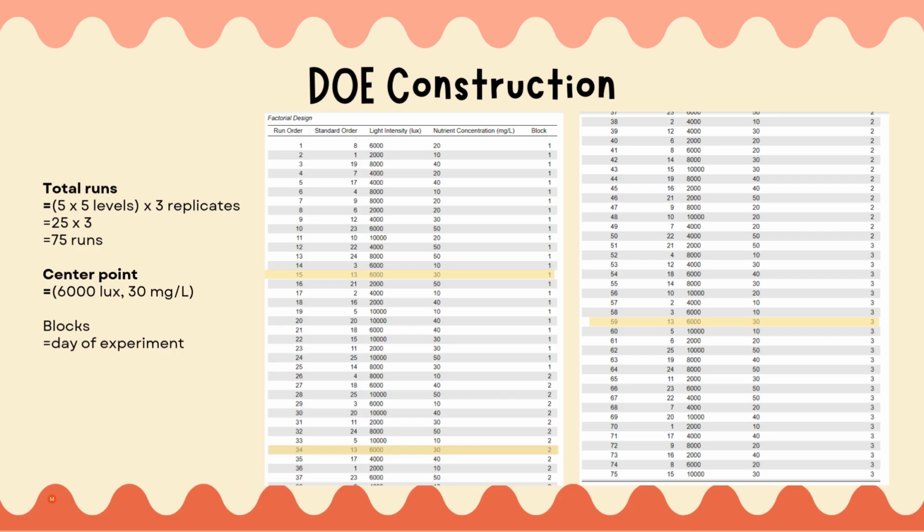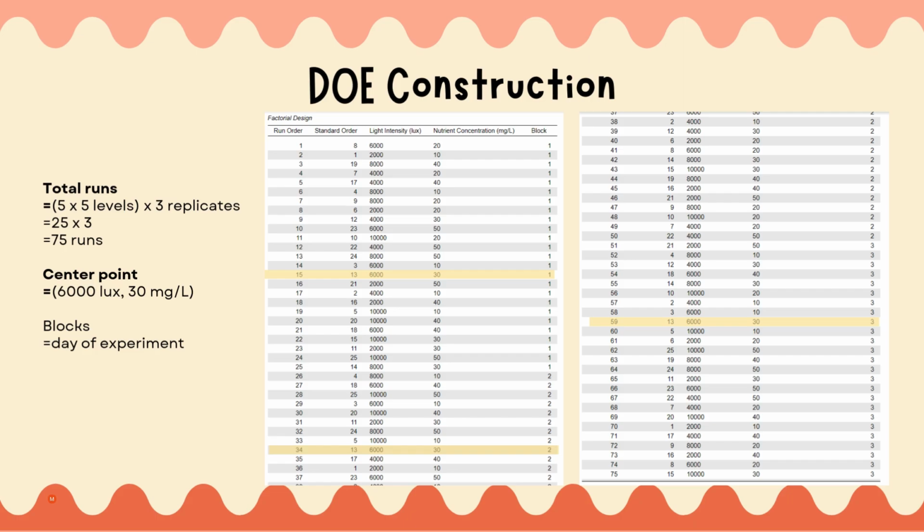And after that, as we can see at the most right side of the table, there is a column of blocks. The blocks actually represent the day of the experiment. So for example, the value that is labeled as block 1, we will conduct on the first day of experiments, and then the value that is labeled as block 2, we will conduct on the second day of experiments, and so on. So in total we will need 3 days for completing all of the experiments in order to ensure that we truly study the main interaction between all of the factors.